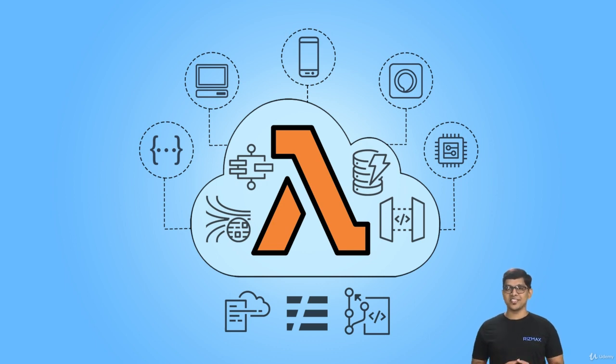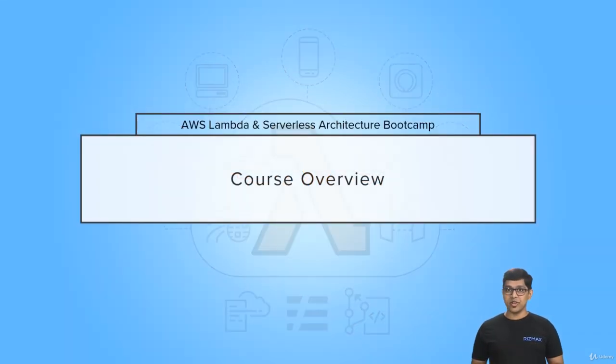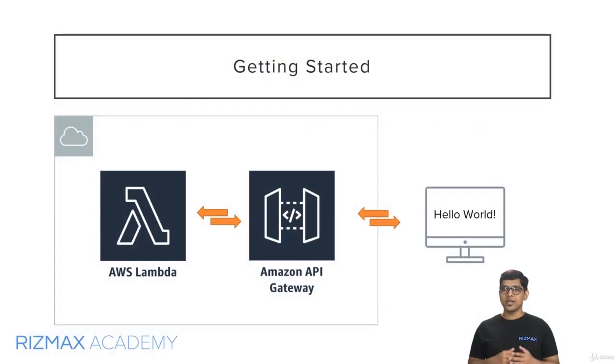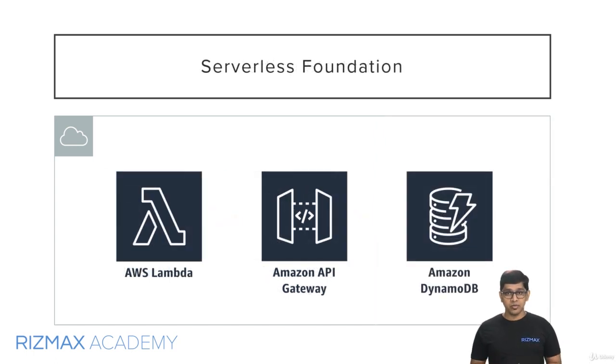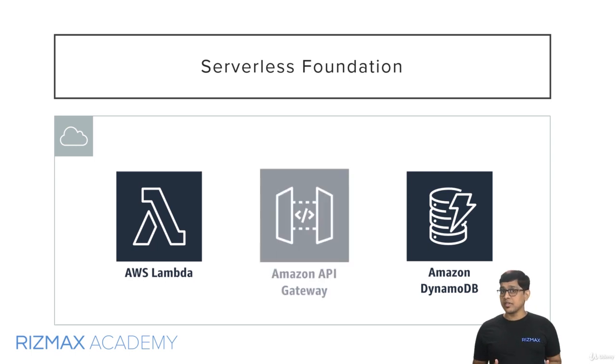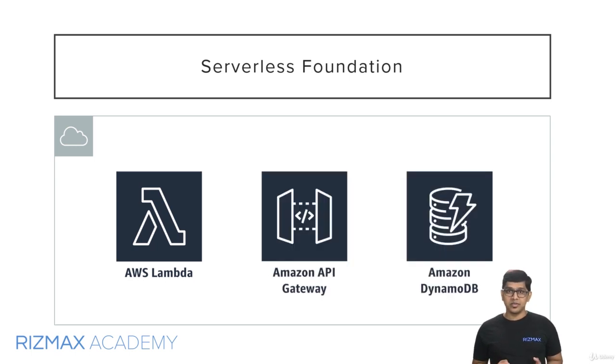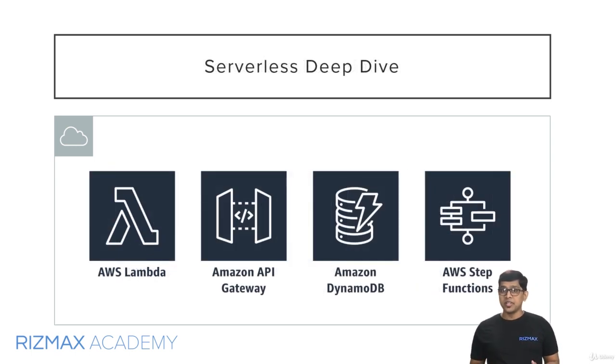Let's get started. This course is divided into several sections. We'll begin by building a simple Hello World example with API Gateway and AWS Lambda. And this should get you started with serverless computing. We'll first cover the basics of AWS serverless architecture, covering AWS Lambda, API Gateway, and DynamoDB. And then we'll dive deeper into these topics and cover the advanced concepts as well.